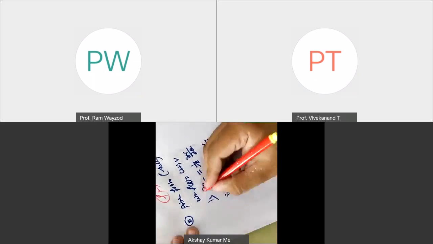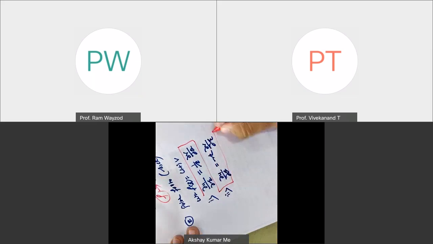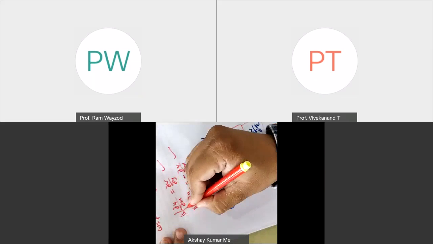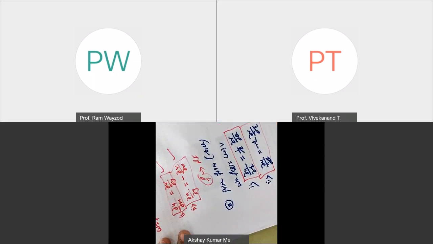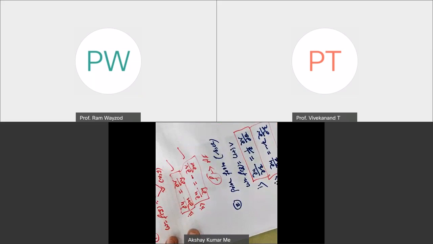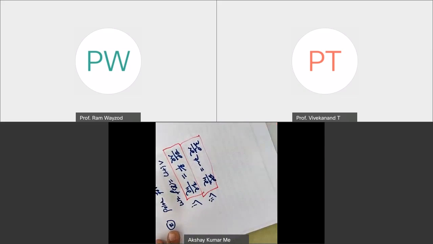So remember both equations. First, del u by del x equals del v by del y, and del u by del y equals minus del v by del x. This is in Cartesian form. Next, del u by del r is equal to 1 by r del v by del theta. Second, del u by del theta is equal to minus r del v by del r.